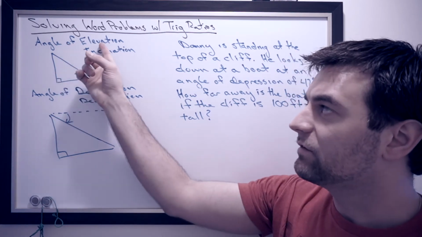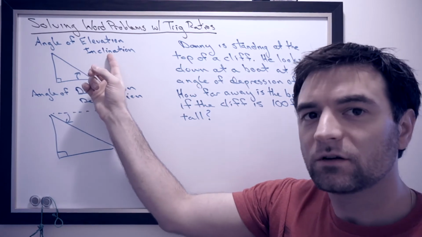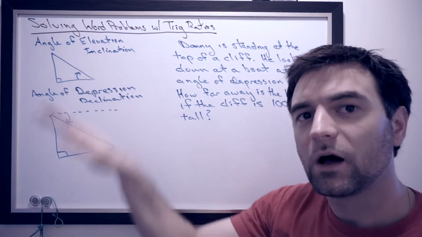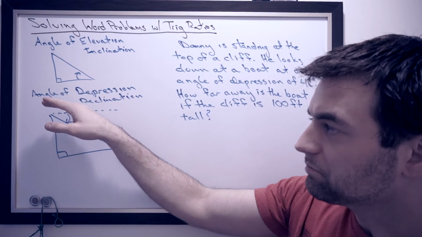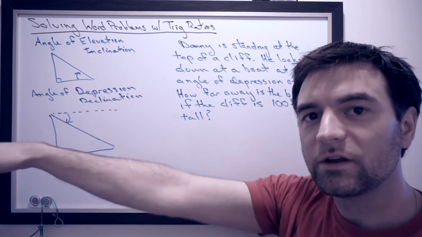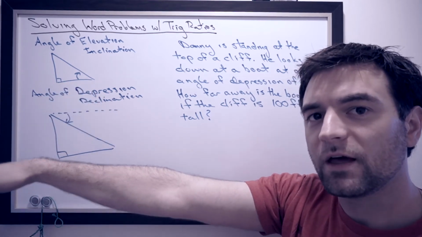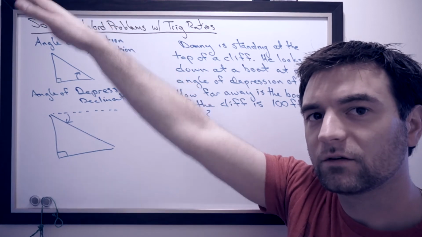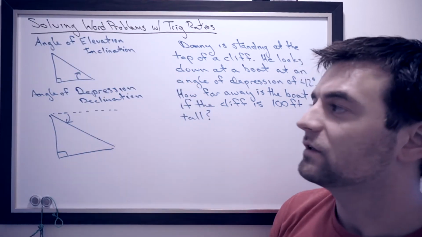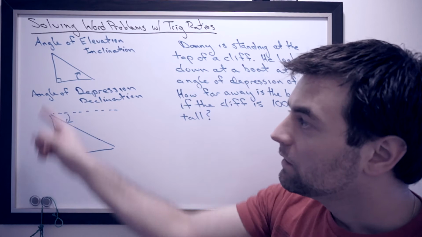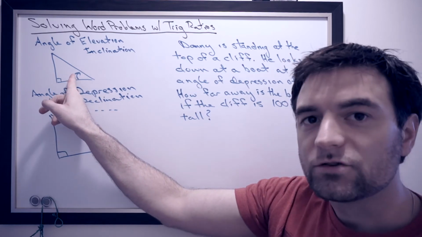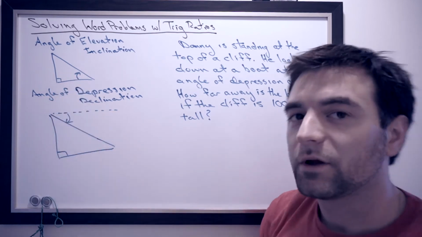One is angle of elevation or angle of inclination, means something's inclining or going up. In that case, you're just looking at a line that's straight out and the angle goes up like this. So it's raising up off the ground. Usually you'll have a triangle set up where the angle's at the bottom here.